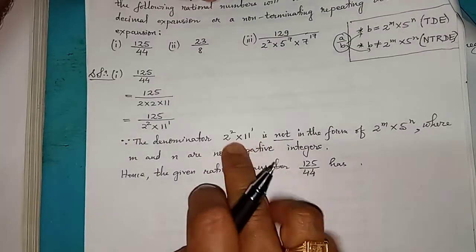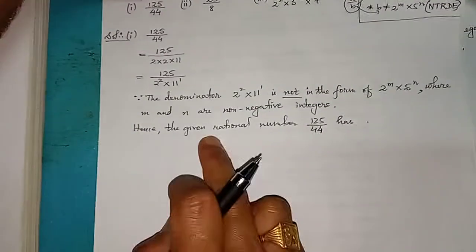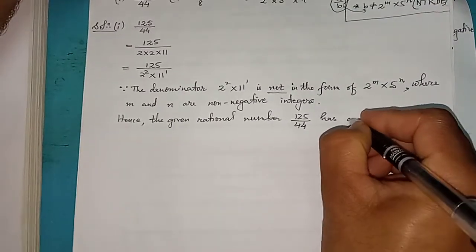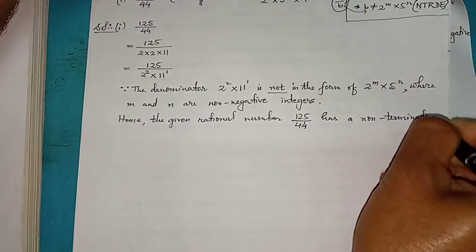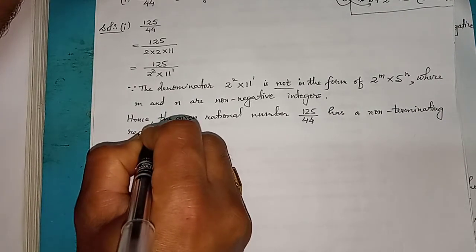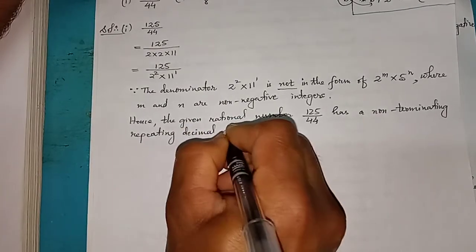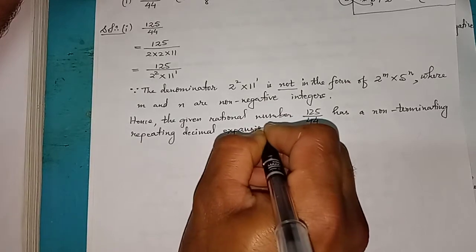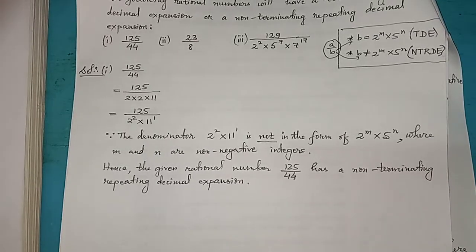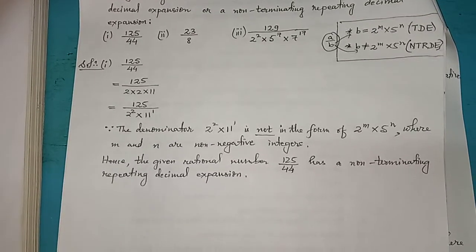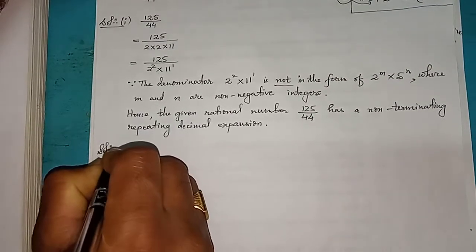Since this denominator b is not in this form, therefore it will have a non-terminating repeating decimal expansion. So the given rational number has a non-terminating repeating decimal expansion. Okay, so this is the way of doing this sum. Now let me show you the solution to question number 2.